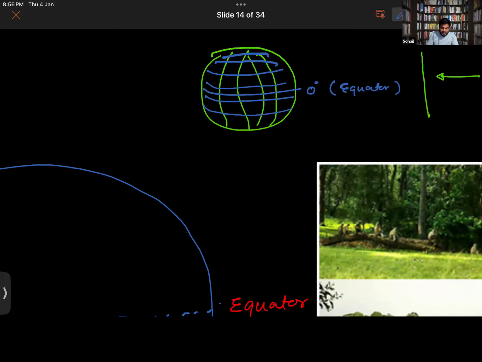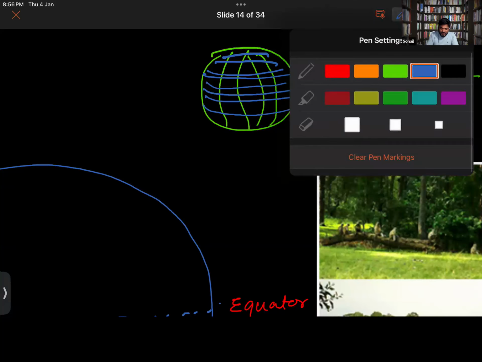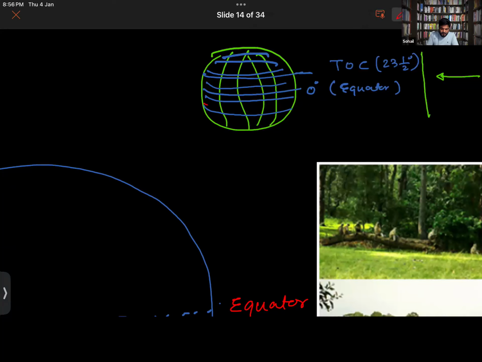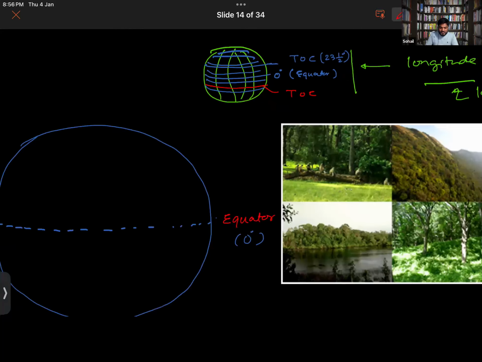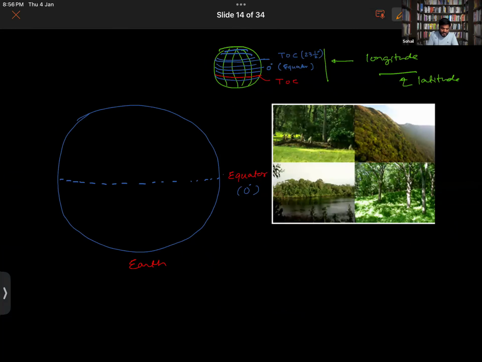Above the equator, you will have another latitude called the Tropic of Cancer, at 23.5 degree. And then again over here, you will have one more latitude that we call the Tropic of Capricorn.